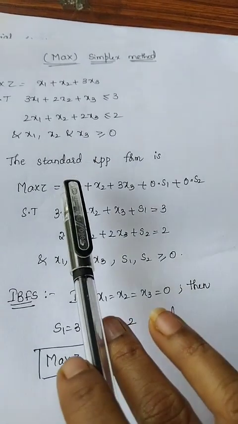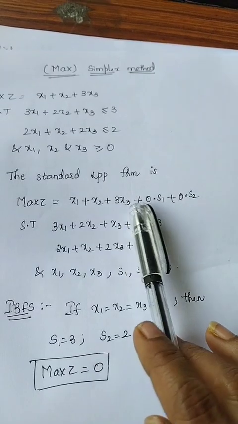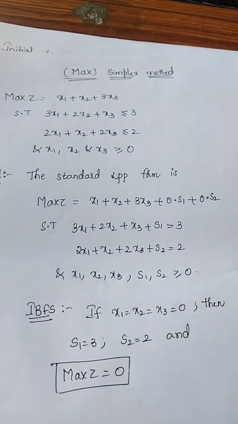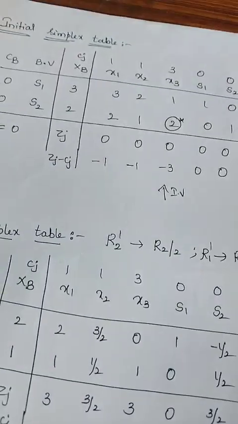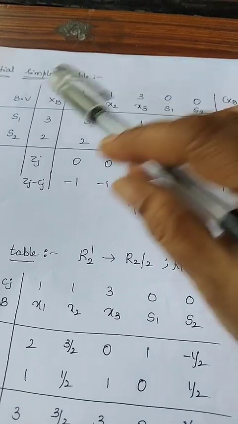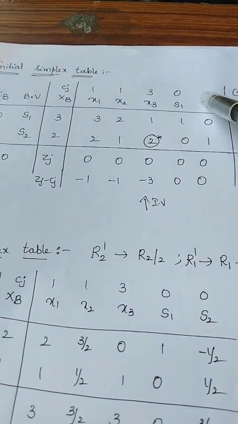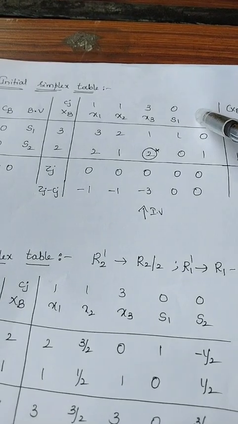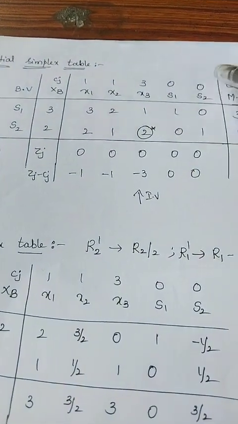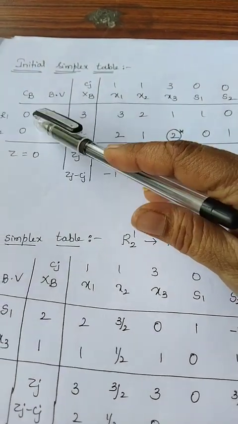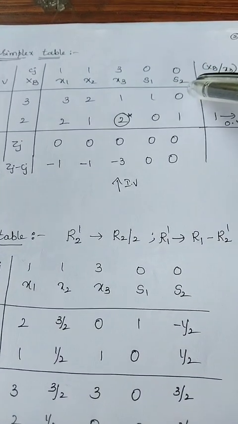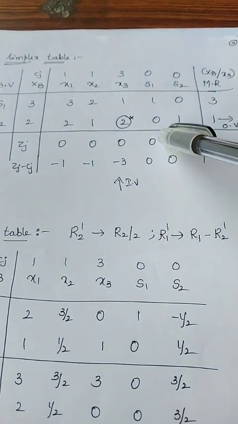And we are going to give the coefficients of this objective function to the Cj values. Like this we are going to give 1, 1, 3, 0, 0. These values are the coefficients of the objective function in the standard LPP form. And S1 and S2, what are the coefficients for this? Zeros. That's why we have written CB values as zeros. And these values are coefficients from the constraints.